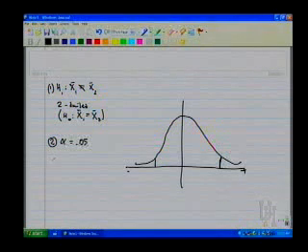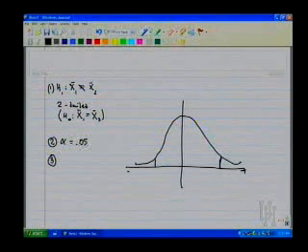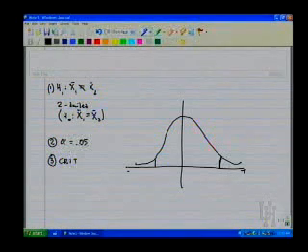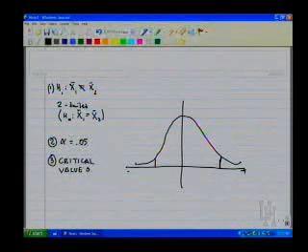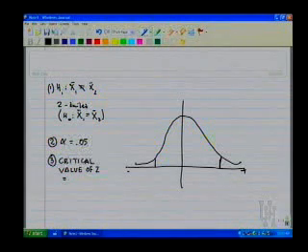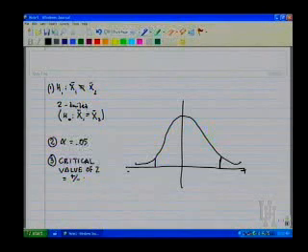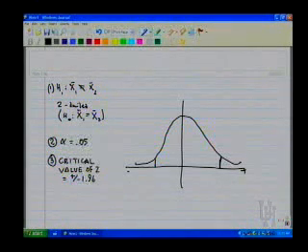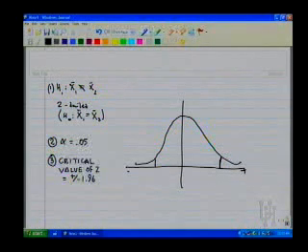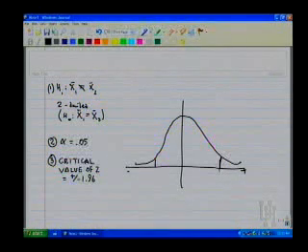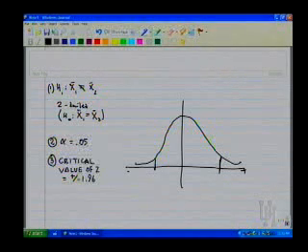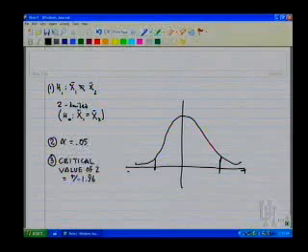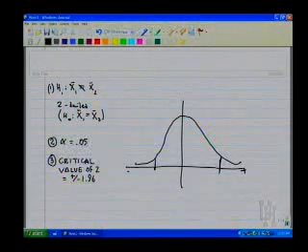So given these two pieces of information, we can identify the critical value of Z. And the critical value of Z is plus and minus 1.96. Would you agree? Because this boundary marker is 1.96 standard deviations above the center of the distribution, and this boundary marker is 1.96 standard deviations below the center of the distribution. So the critical value of Z is plus and minus 1.96.